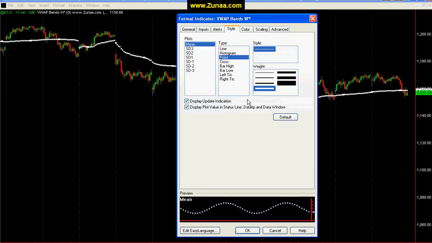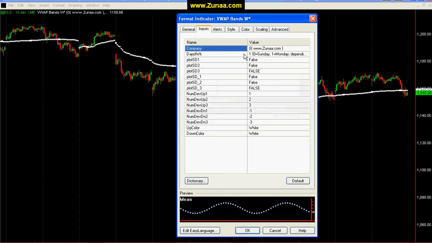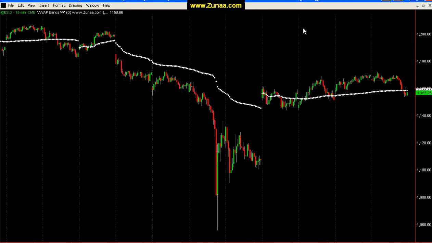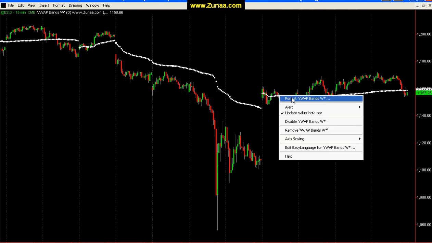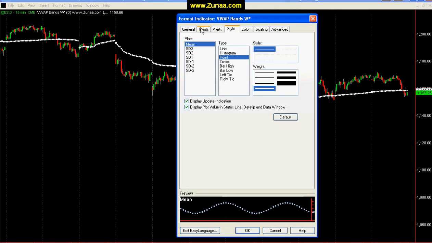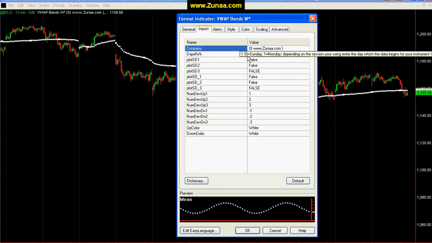In any case, I don't want to get too far. We've covered this in previous videos. I just want to show how to set the charts up for weekly. The main key is to find out what the first day of your week is, whether it's Sunday, Monday, etc., and use the appropriate number for day of week to set up your weekly volume weighted average price indicator.